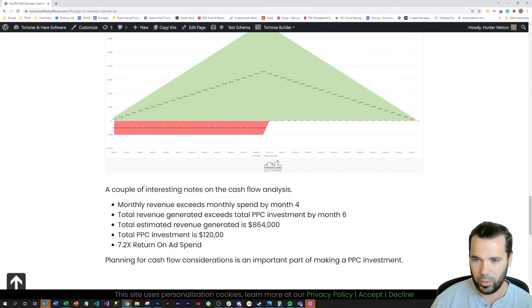Couple of interesting notes based on this cash flow analysis. The monthly revenue exceeds the monthly spend by month 4. Total revenue generated exceeds the total PPC investment by month 6. Total estimated revenue generated is around $864,000 for this campaign, and the total PPC investment was $120,000 with a 7.2 return on ad spend.